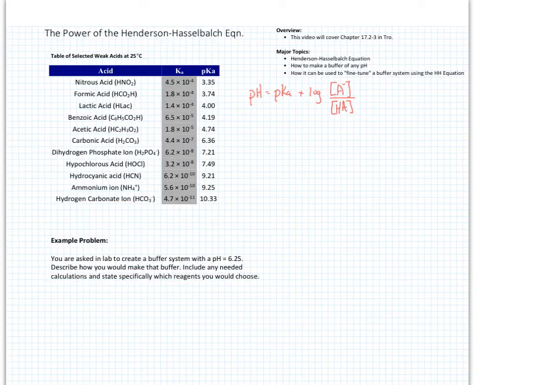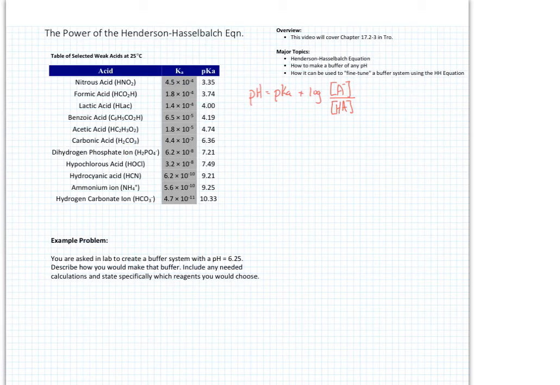All right, we're back. We're trying to make a buffer system with a pH of 6.25. So I'm going to look on my table and I say, carbonic acid is within 1 pH unit. In fact, it's not that far away at all. So that's the obvious one to choose. So my buffer is going to be made up of carbonic acid and its conjugate base. So let's figure out what that is before we plow any further along with this.